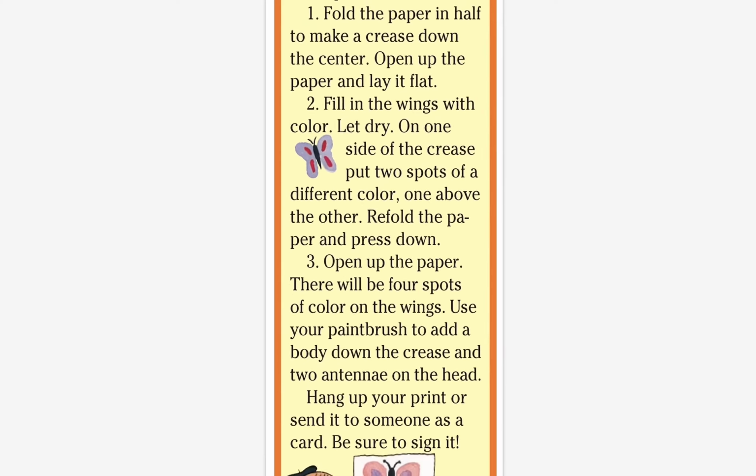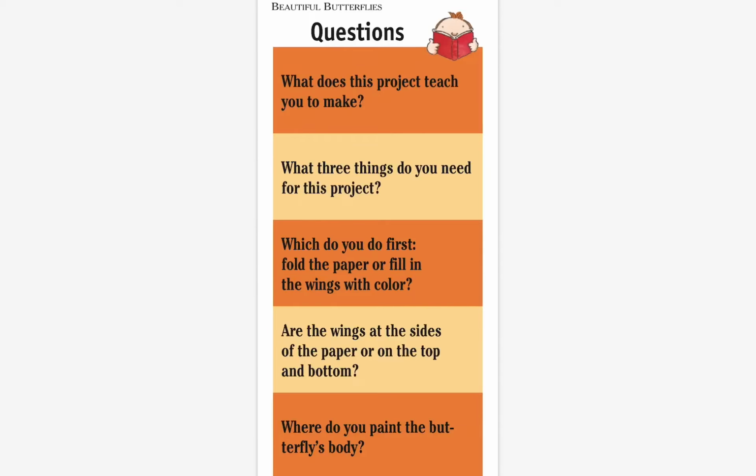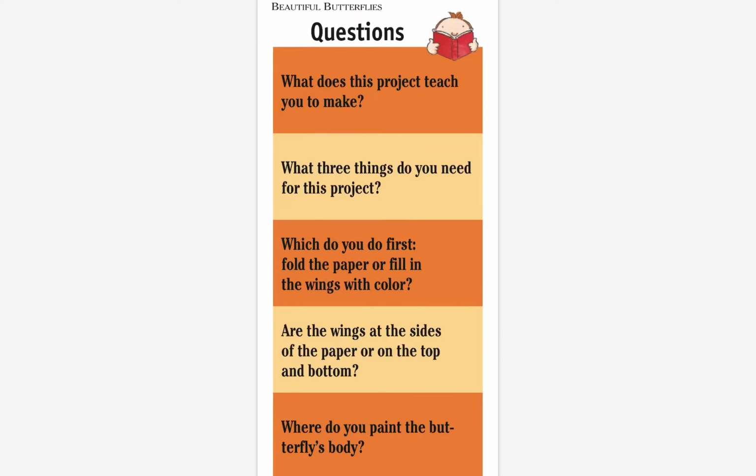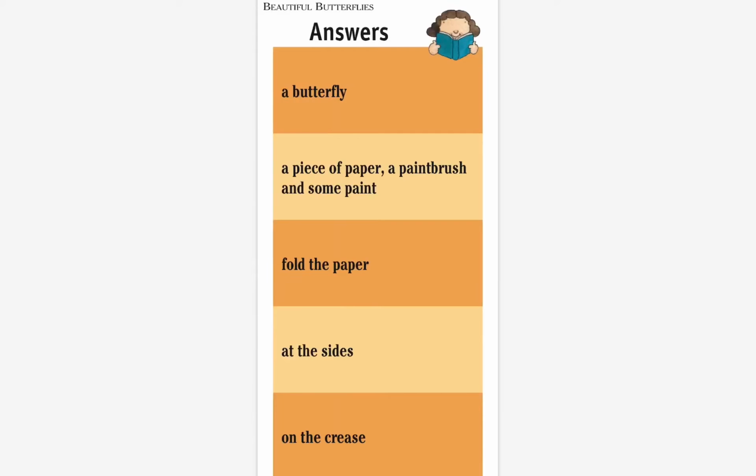So that's the end of the story. Now look at the questions. What does this project teach you to make? Okay, take your time. Is it about a butterfly or a bird? A butterfly. What 3 things do you need for this project? A piece of paper, a paintbrush, and some paint.